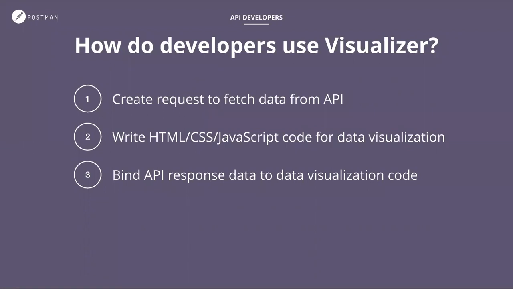Then inside the test scripts, you write, or you can use any other editor at this point. So use maybe Visual Studio Code, Sublime Text, whichever editor you want. Or you can even use CodePen and actually try it out. So just write the HTML, CSS, JavaScript code that you would need for the visualization. And the third step, and this is where this feature becomes really, really mind-blowingly useful, is you can connect the API response data directly into the visualization.